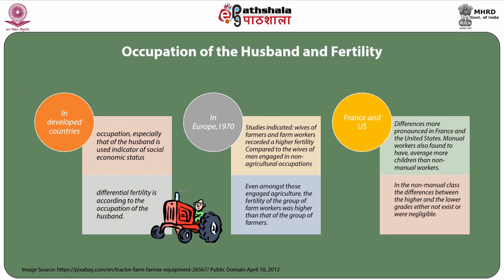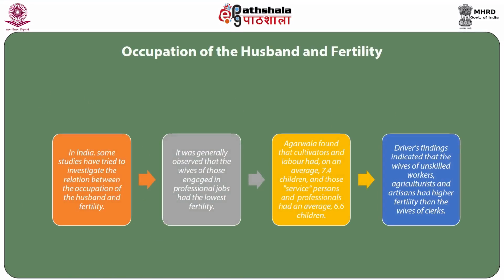These differences were more pronounced in France and the United States than in other countries. Manual workers were also found to have, on average, more children than non-manual workers. In the non-manual class, the differences between the higher and the lower grades either did not exist or were negligible. In India, some studies have tried to investigate the relation between the occupation of the husband and fertility.